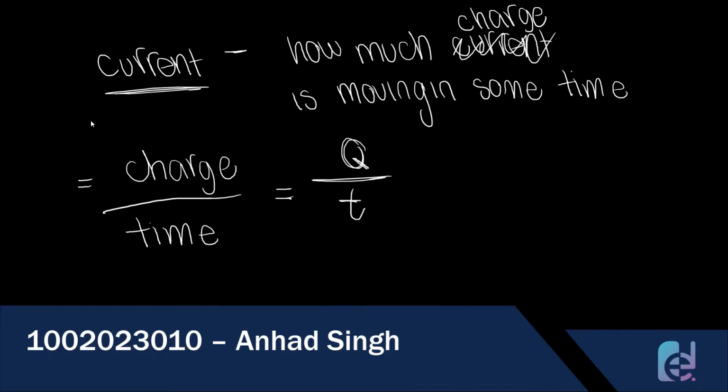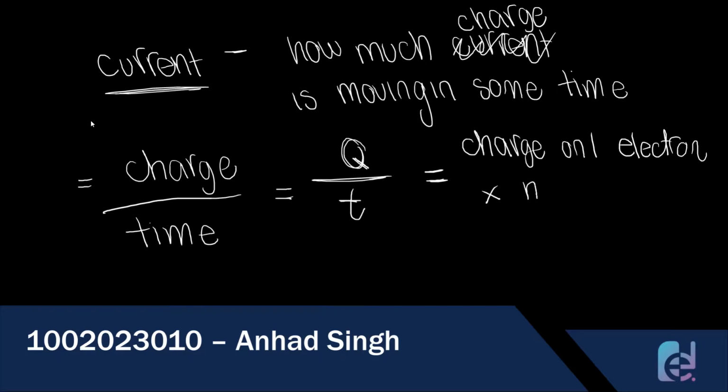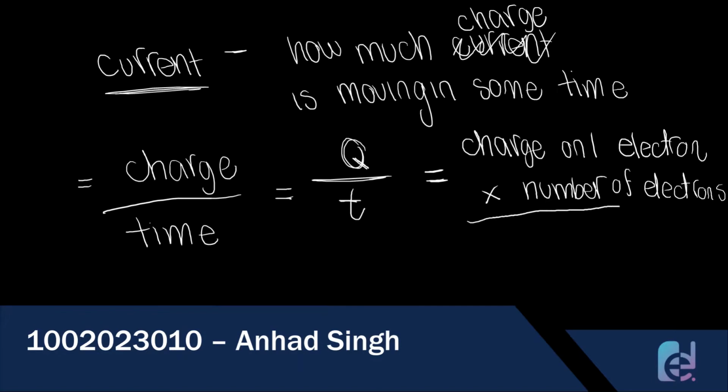And so we can say that if there are some amount of electrons that are moving in a specific amount of time, you can just basically multiply the amount of electrons that are moving into the amount of charge that one electron has. So what you do is just the charge on one electron into the number of electrons, divided by time.